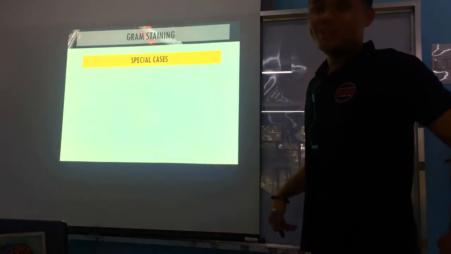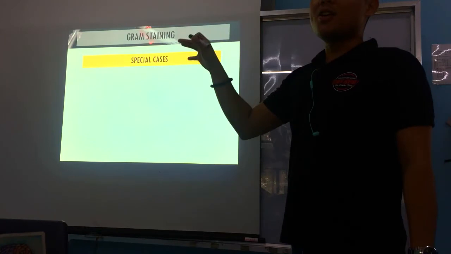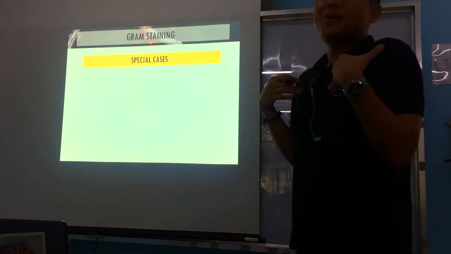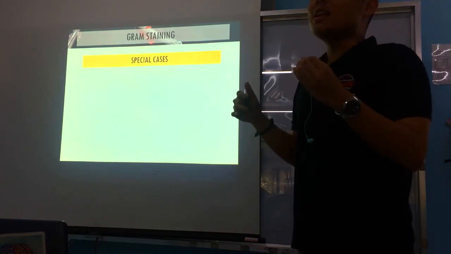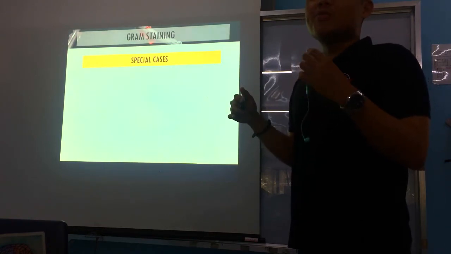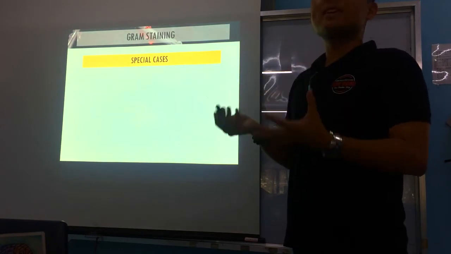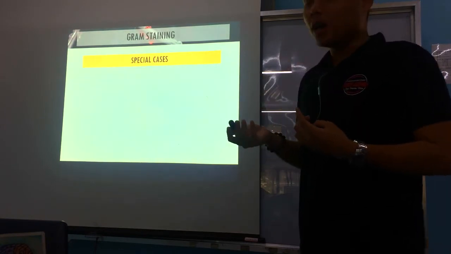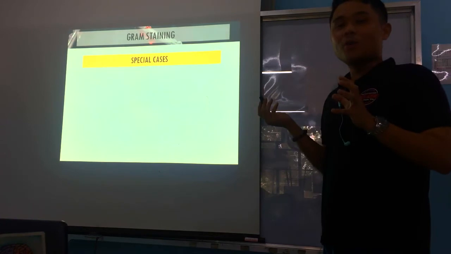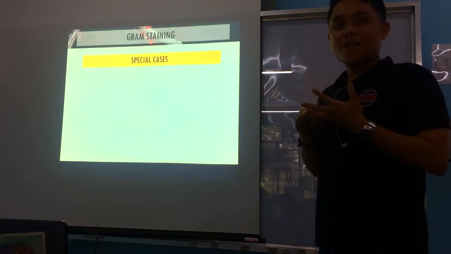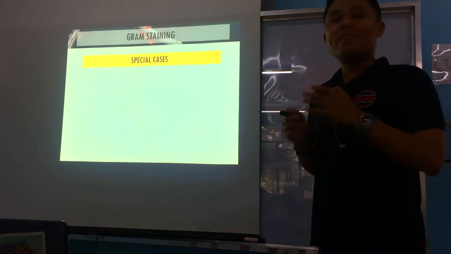So these are known as special cases. Now, what do I mean by special cases? They are special in the sense that these are types of bacteria, not all, but some, that have interesting characteristics under gram staining. Some of them do not follow the normal reagents: crystal violet, iodine, acetone alcohol, and then safranin.